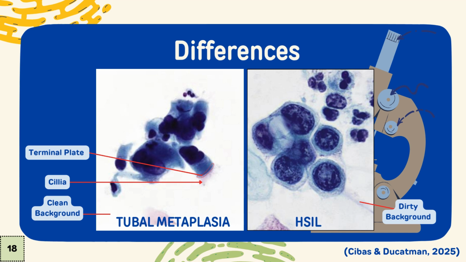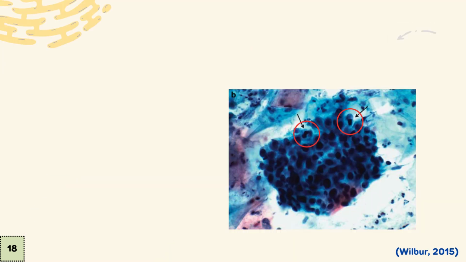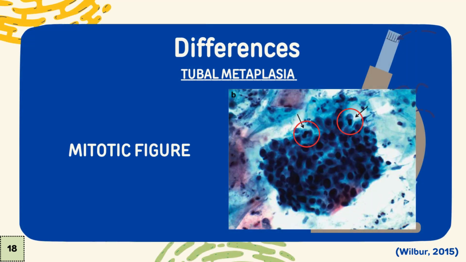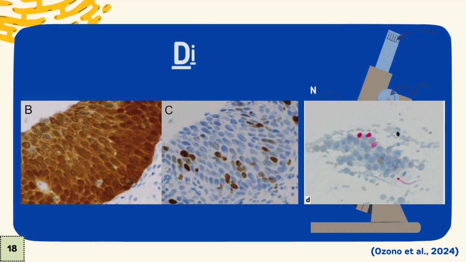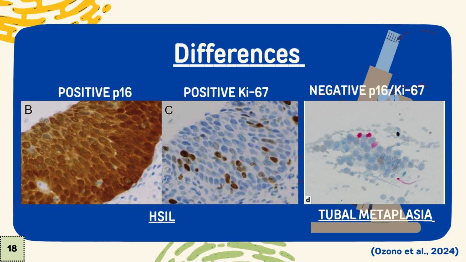Tubal metaplasia background is clean, while HSIL will appear dirty, and the terminal plate and cilia are only present in tubal metaplasia. Mitotic figure is present in tubal metaplasia. And additional immunocytochemical staining of HSIL and tubal metaplasia. That is all from me.